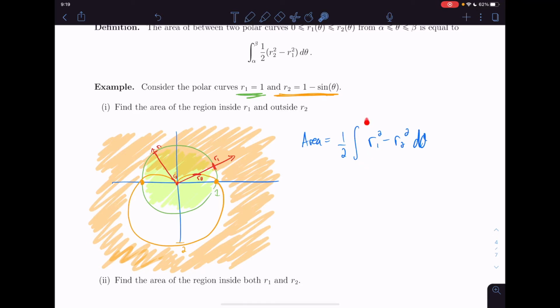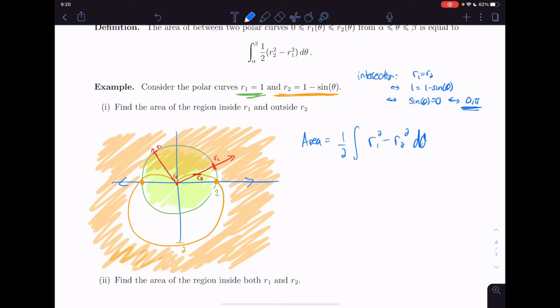And what are these angles? Well, in this case, it's fairly straightforward. We don't have to do any additional math. However, if you really wanted to figure out what angles these were intersecting at, you could figure what those intersection points are. The intersection is going to occur exactly when r1 equals r2, or equivalently when 1 is equal to 1 minus sine theta, or equivalently when sine theta equals 0, which occurs at exactly 0 and pi. So it turns out those are our correct answers, and indeed that matches with the picture.